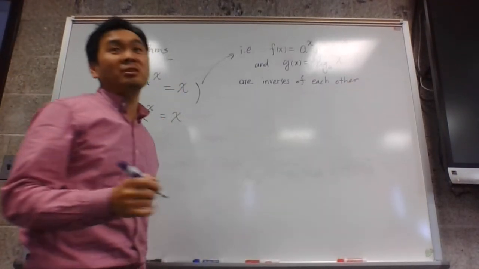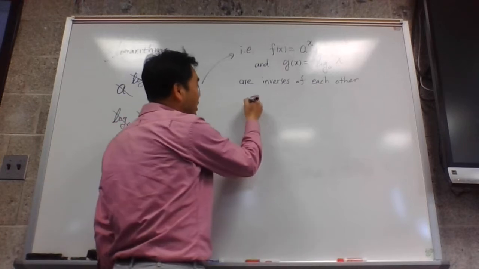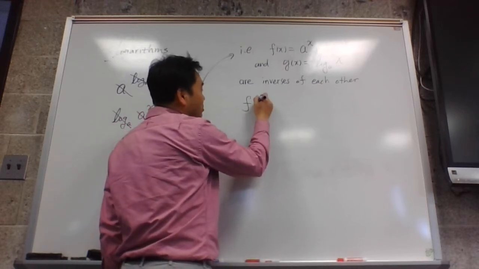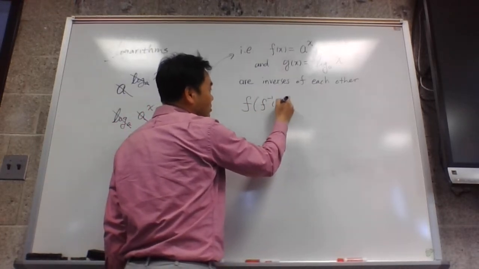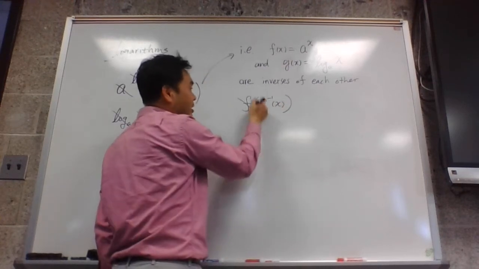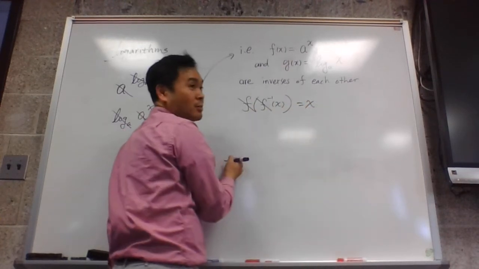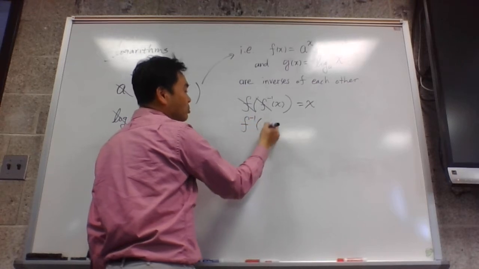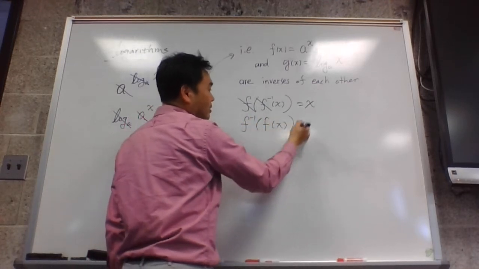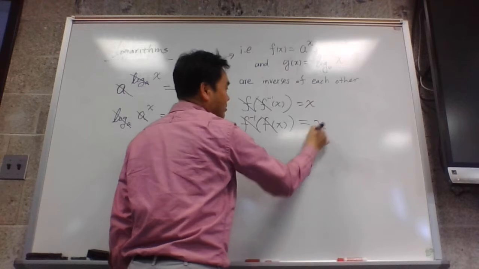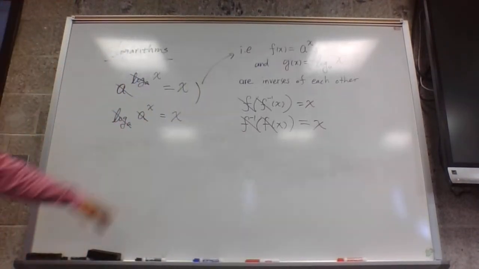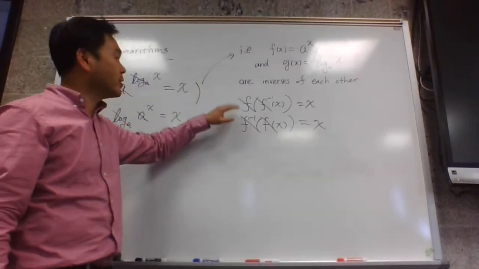there's a property that inverse functions enjoy. If you have f composed with its inverse function, like that, they cancel to give you x. And if you compose f inverse with f, they cancel to give you x. That's the property of an inverse function.